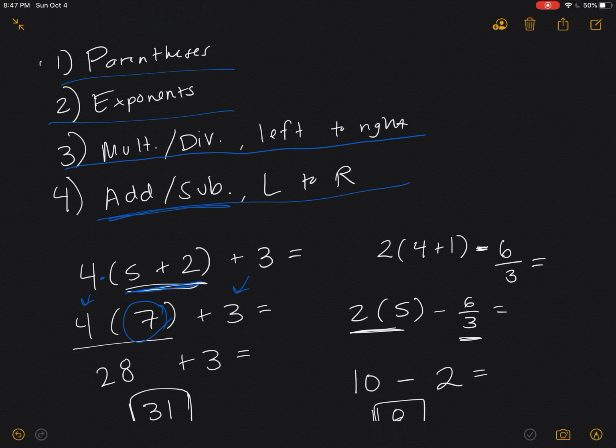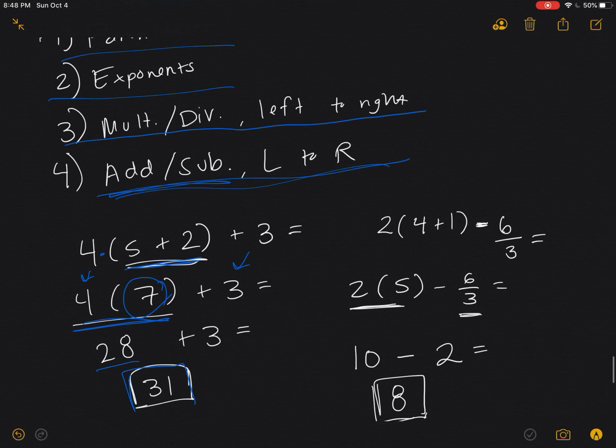Then I do exponents, but again, we're not going to do exponents yet. So if there was, you would do the exponents. Then you would do multiplication and division from left to right. So we have 1 multiplication right here. 4 times 7, we get 28. Then we do the addition and subtraction. So plus 3, and we get 31.